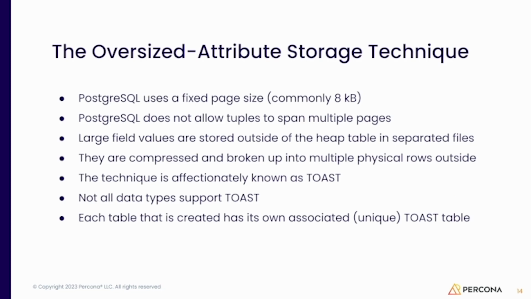So the toast, the thing that I was saying, remember, Postgres uses a fixed page size. The default is 8 kilobytes. But what happens if our data cannot be stored in 8 kilobytes? Postgres has what they call the oversized attribute storage technique. Nice name, right? In short, TOAST. What it does is create a new file and store the data there.